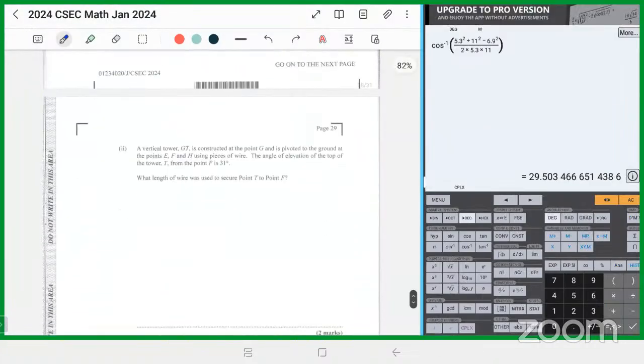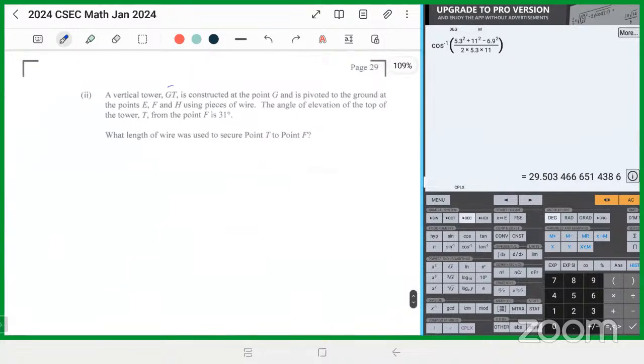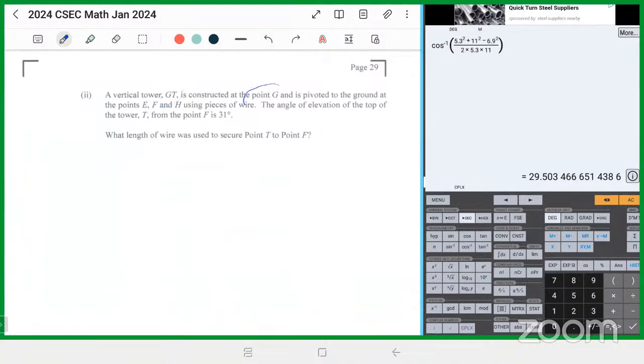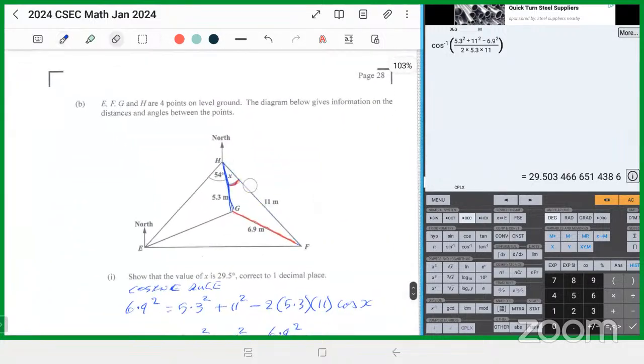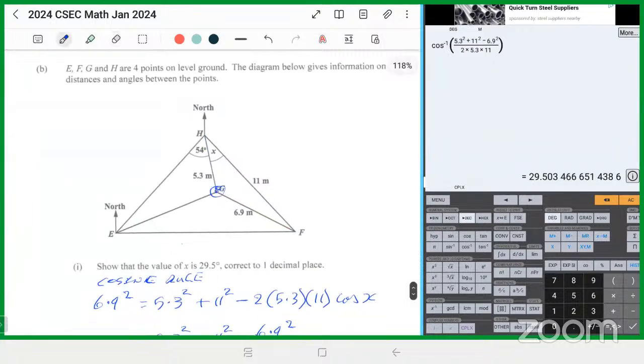The next part says a vertical tower GT is constructed at point G and pivoted to the ground at E, F, and H using pieces of wire. So what they're basically saying is, I'm going to take out these markings now. They placed a vertical tower at point G, and the top of it is T, but you're not going to see it. You're looking from the sky downwards, and it's a vertical tower at G.